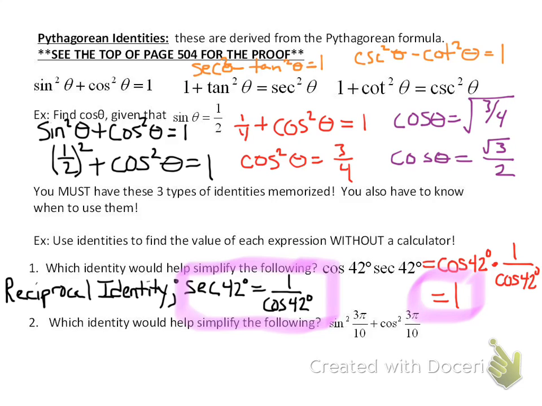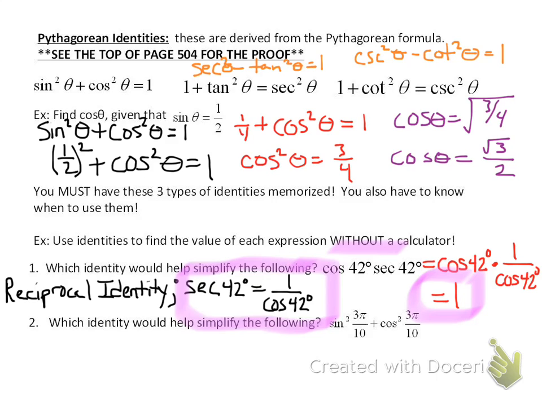So what is the cosine of 42 times the secant of 42? It's 1. So if you were to type into your calculator, cosine 42 multiply secant 42, your calculator is going to tell you that the answer is 1. Okay? But we're doing these without a calculator. Okay? Questions on example 1? Go ahead.